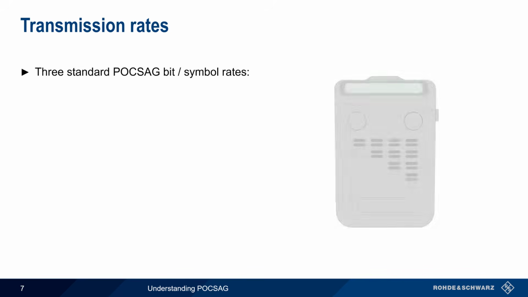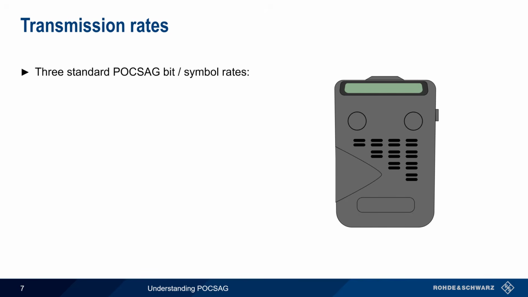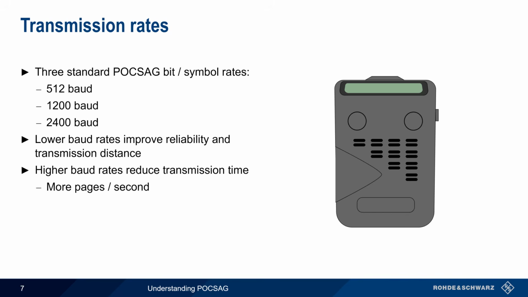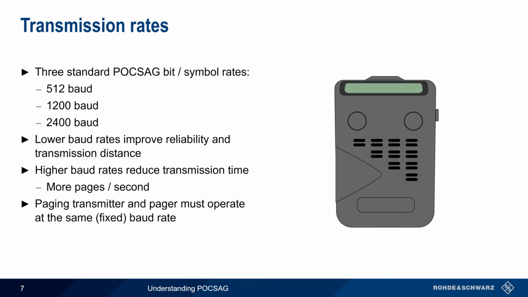POCSAG sends bits at one of three standard bit or symbol rates: 512 baud, 1200 baud, and 2400 baud. Lower baud rates improve reliability and increase transmission distance, whereas higher baud rates reduce overall transmission time. That is, they enable more pages to be sent per second. Transmission rate is fixed throughout a paging system, so the paging transmitter and all pagers must operate at the same baud rate.